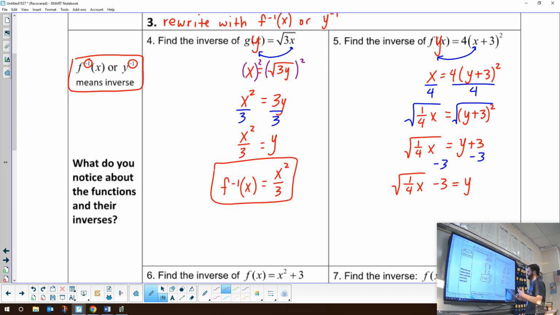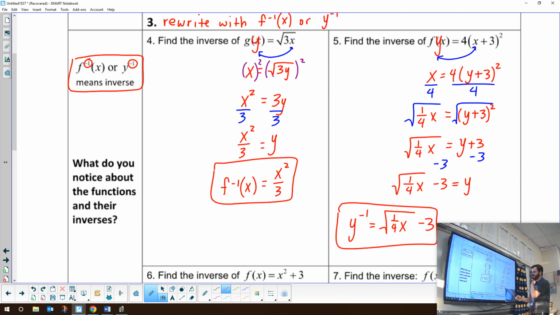And now all I have to do is rewrite it. This time I'm going to use y to the negative 1. You can just pick your favorite. It doesn't matter which one you use. They mean the same thing. But I'm just going to rewrite this as y to the negative 1 equals the square root of 1/4 x minus 3. Bam. There we have it. That is our inverse.